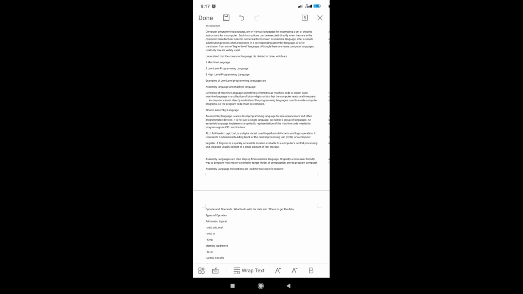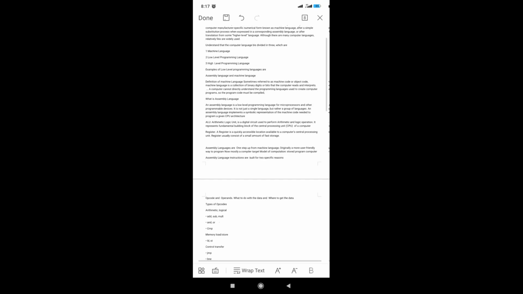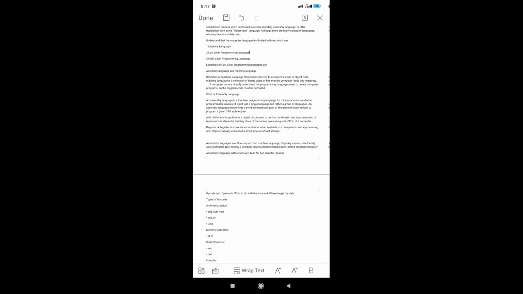A register is a quickly accessible location available to a computer's central processing unit. A register usually consists of a small amount of fast storage. The reason for it to be small is that the sizes of this computation are really very, very small.